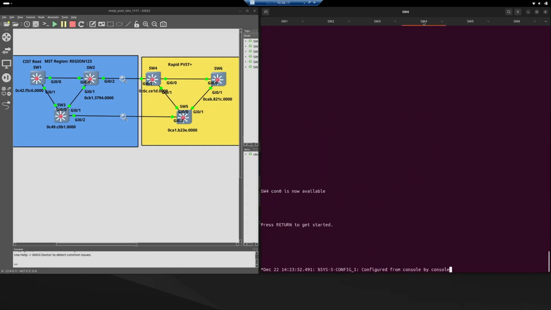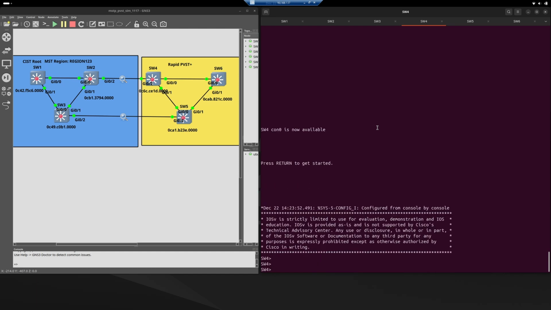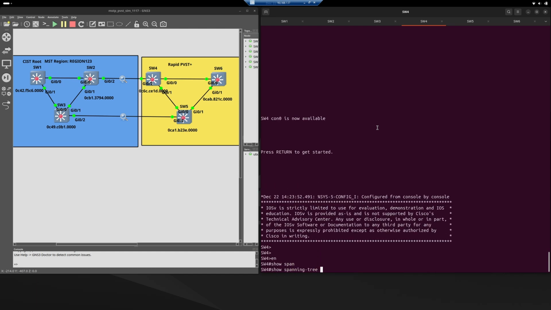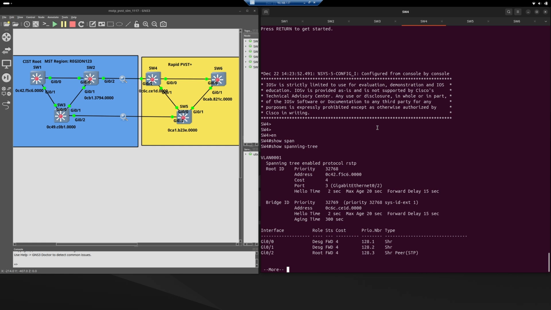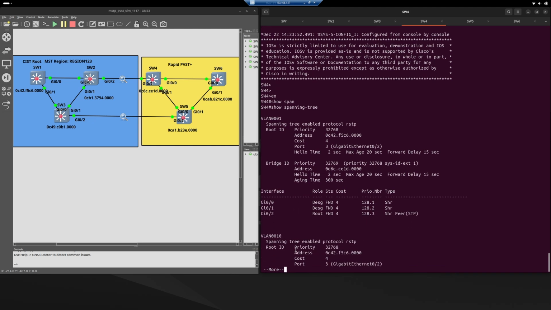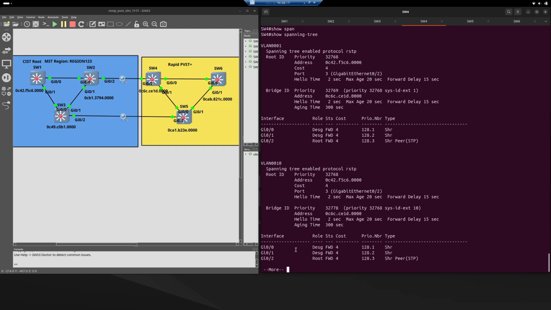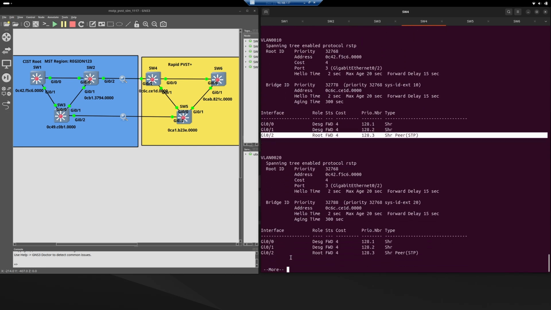Let's verify on switch 4, show spanning-tree, and indeed interface G0/2 is the root port on switch 4 for VLAN 1, and for the other spanning tree instances as well: VLAN 10, VLAN 20, 30, and VLAN 40.